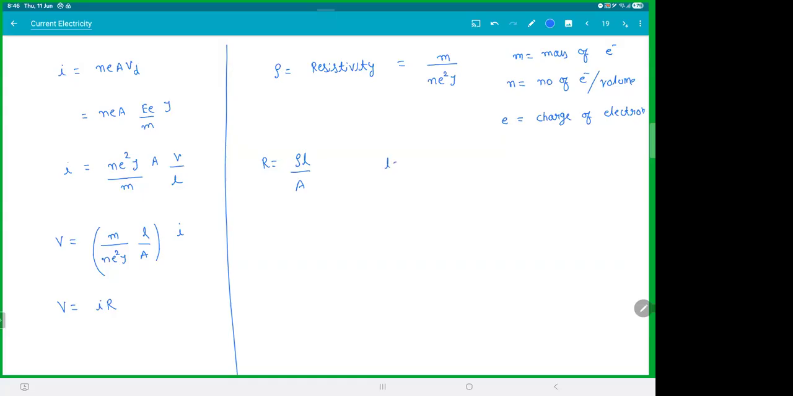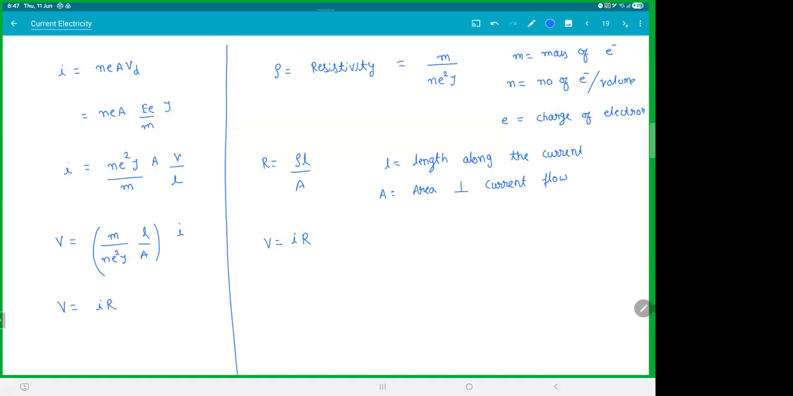And what is L here? L is the length along the current flow. So be careful, L is not any random length. L is the length along the current. A is the area perpendicular to the current flow. And from here we get V is equal to IR. So this is all that stuff that we got.